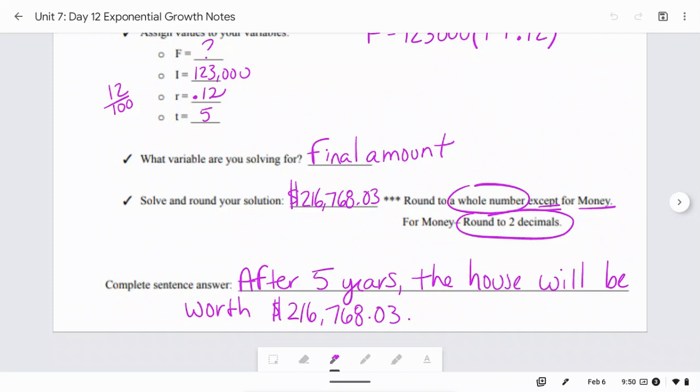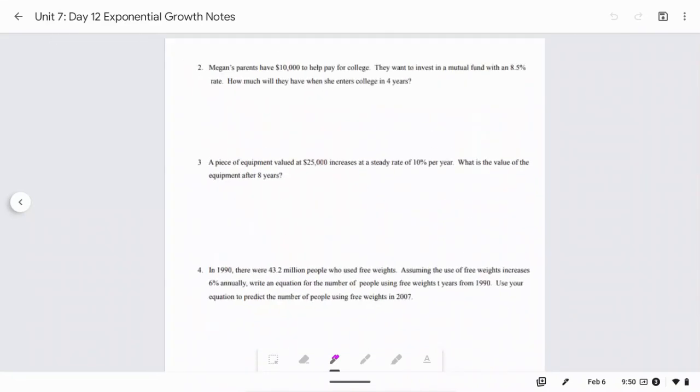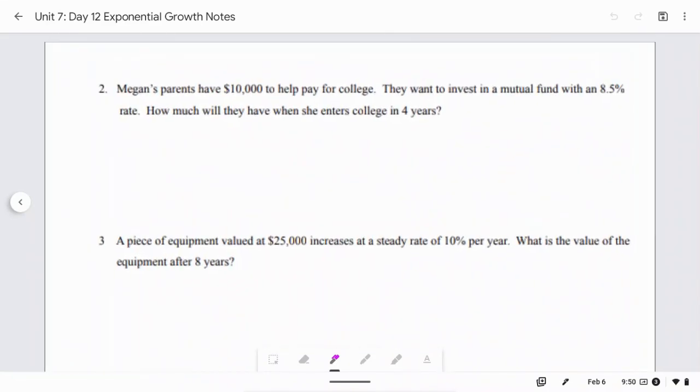Okay, let's practice this with a few more examples on the back page of the notes. In example 2, it says Megan's parents have $10,000 to pay for college. They want to invest in a mutual fund with an 8.5% rate. How much will they have when she enters college in 4 years?